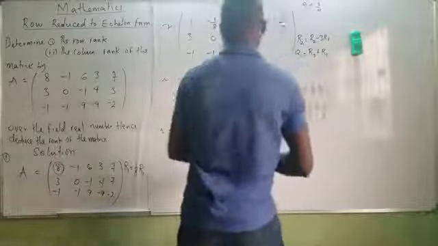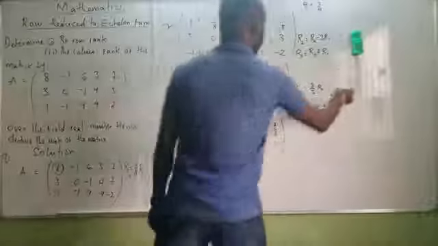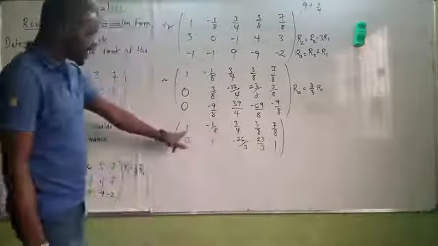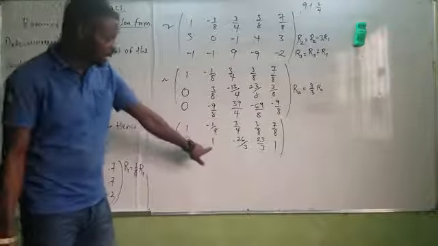Don't forget, why am I doing this? I want my leading entry to be equal to 1. Now, can you see my leading entry is 1?